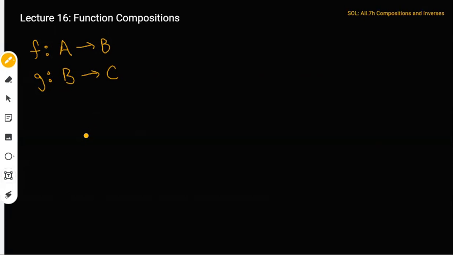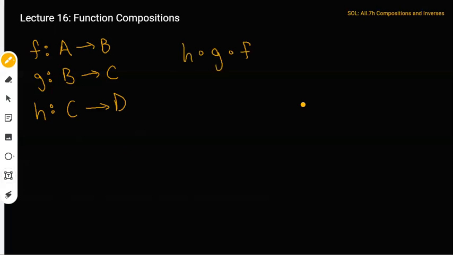And then you're going to have a third function, which is h. H is going to take c to d. It's going to map c to d, where c is the domain and d is the range. So now we have three different functions that are all kind of linked to each other. So what we can do with these three functions is we can define the composition of three different functions. So the way I do that is I write h of g of f.